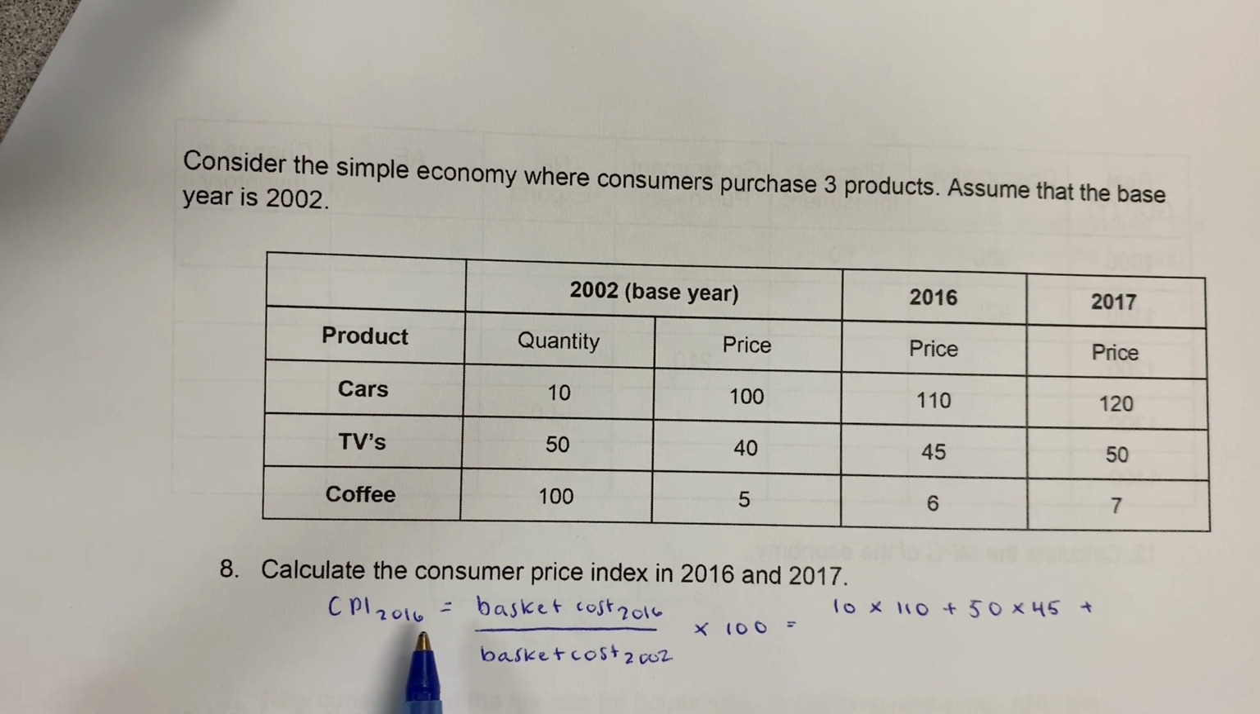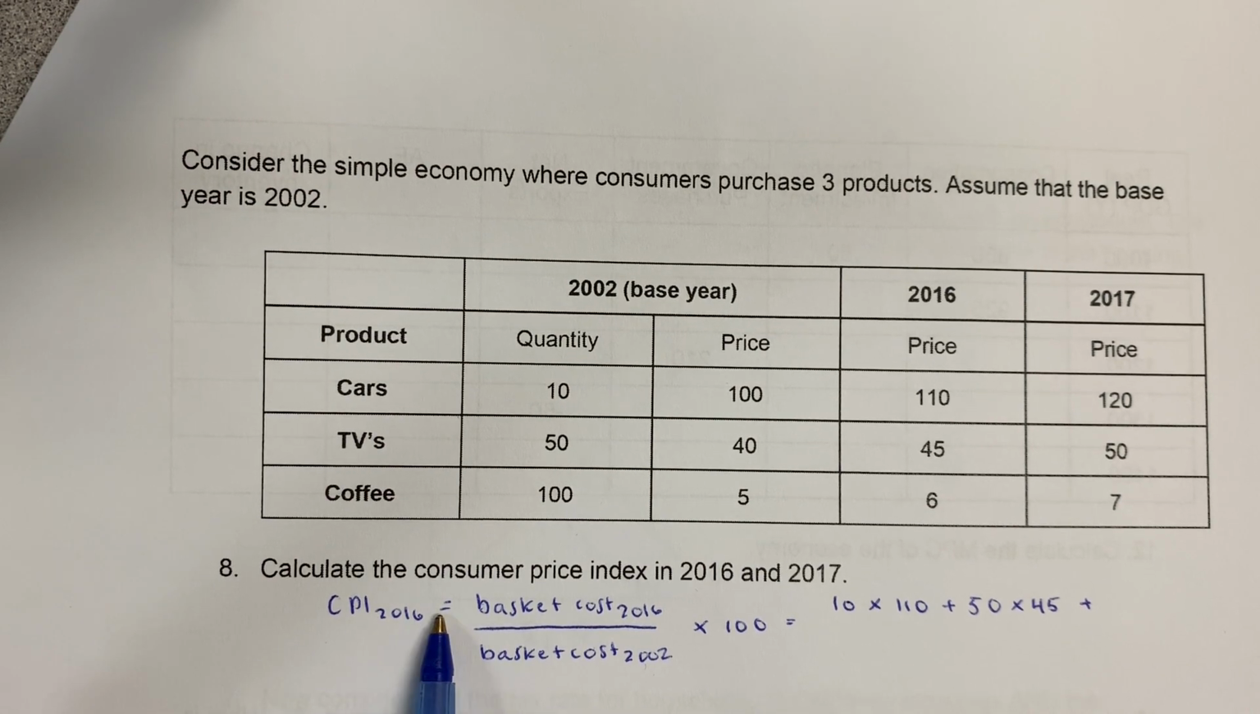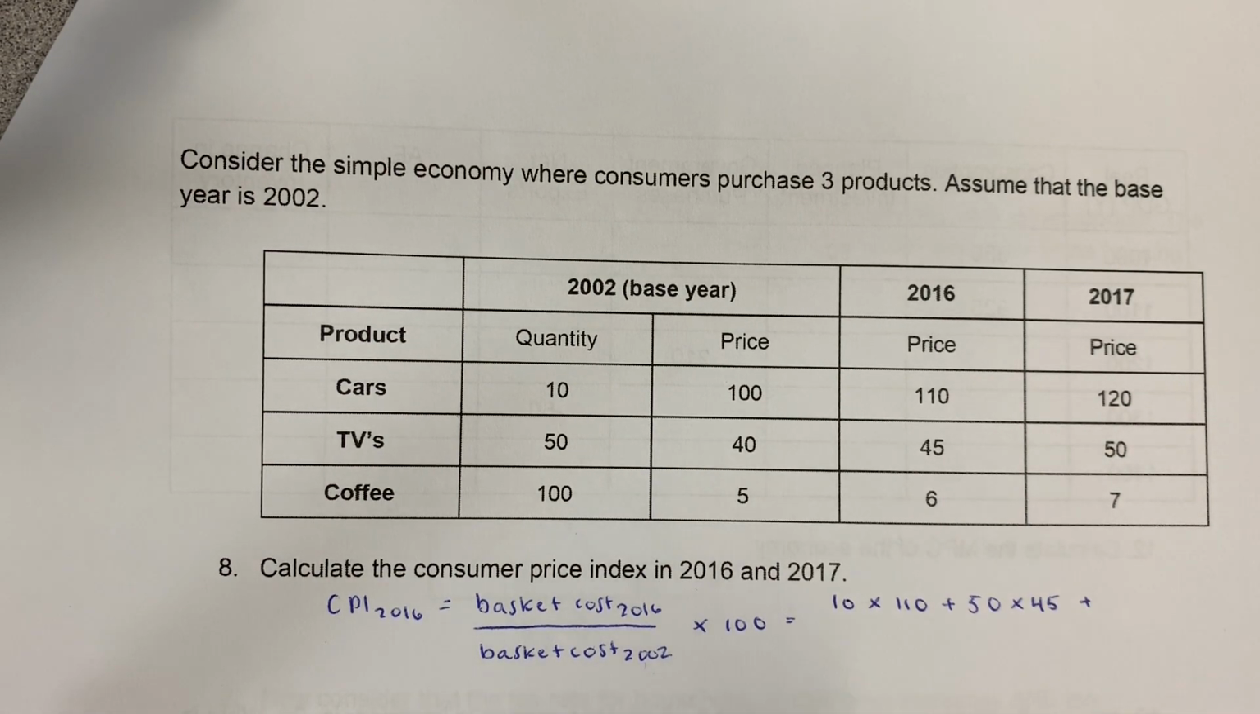It's CPI in 2016 is equal to the basket cost in 2016, the current year, divided by the basket cost in 2002, the base year. So this is CPI in current year is equal to the basket cost in the current year divided by the basket cost in the base year. And we're going to multiply that by 100. So it's going to look something like this, right?